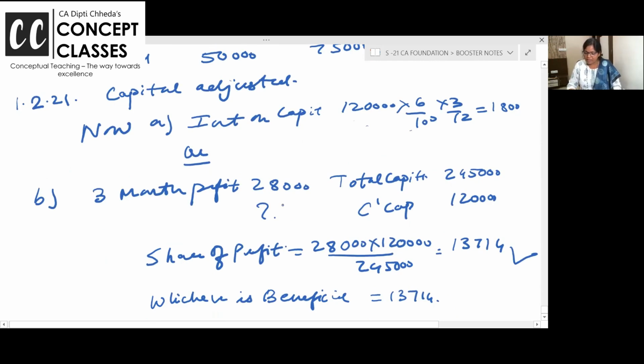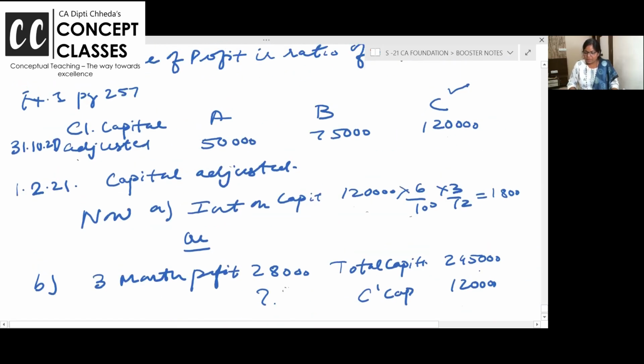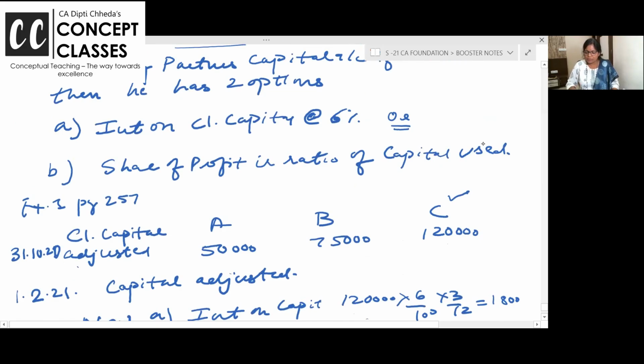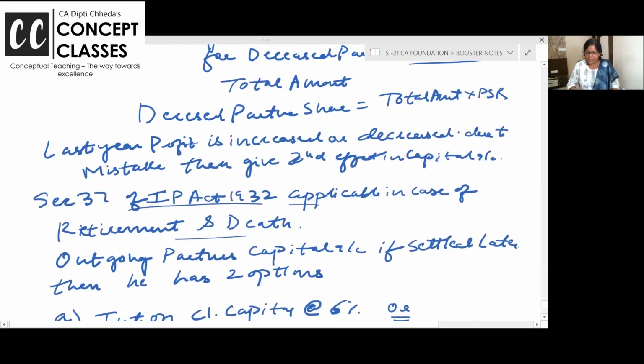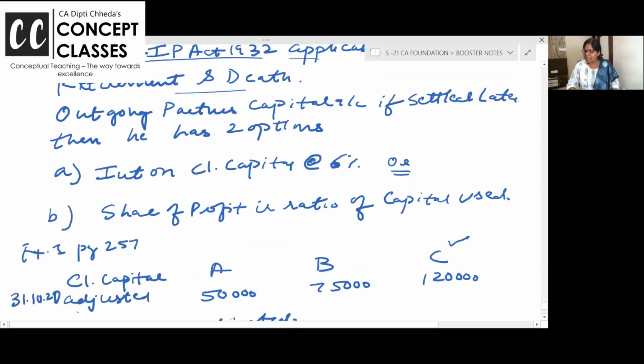Are you all with me? 28,000 profit you have earned in 245. So in 120, it is question mark. 28,000 divided by 245 into 120. Give him his share. I hope all of you have written all this in the boosters. Ye zaruri tha likhna. Deceased partner's JLP share, all that also we have written.